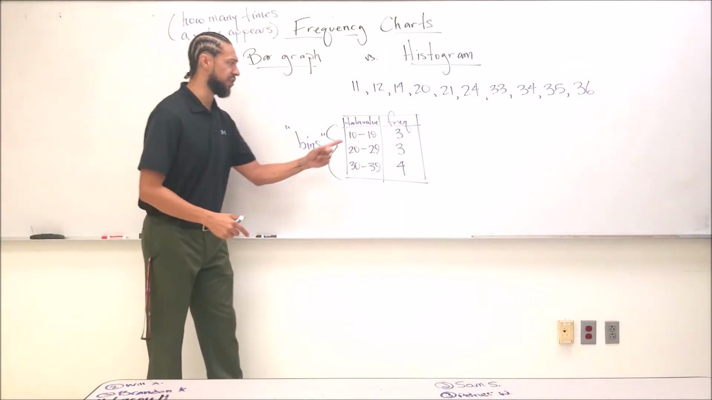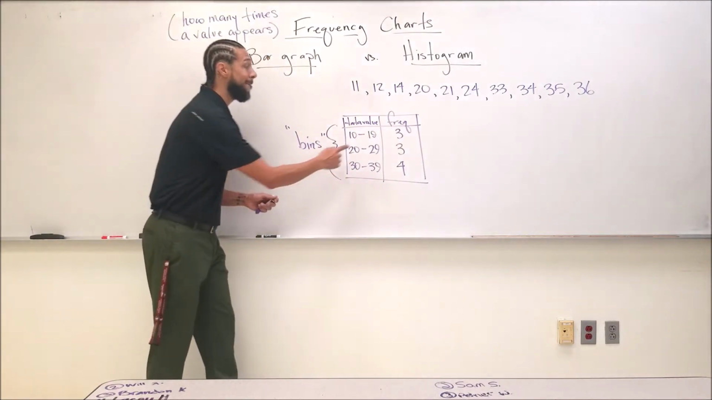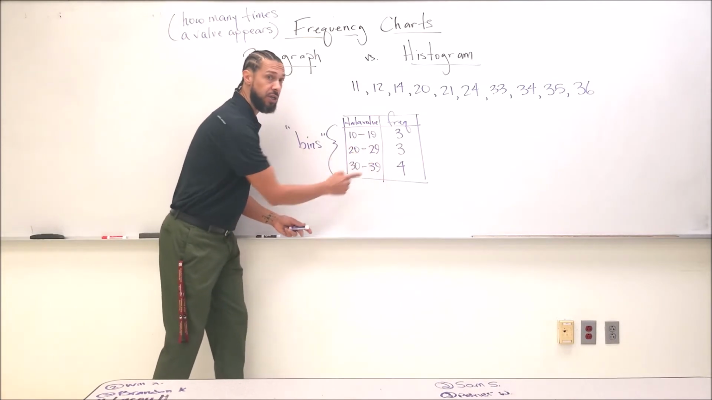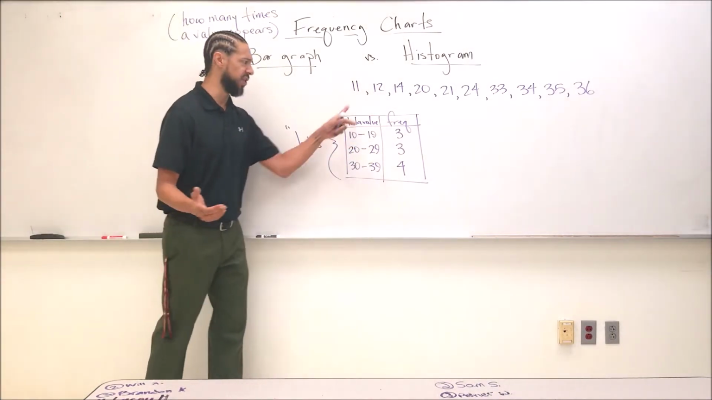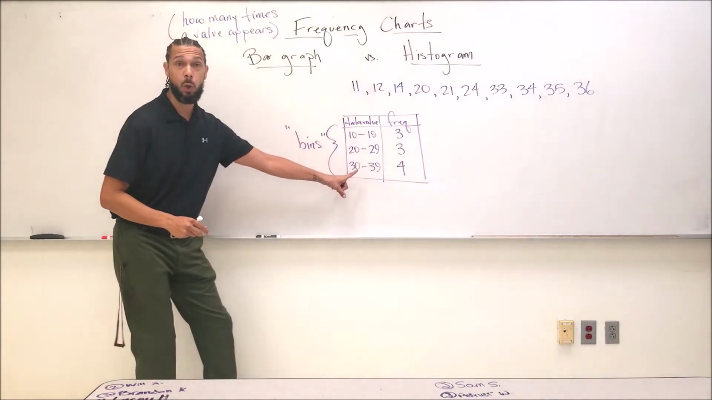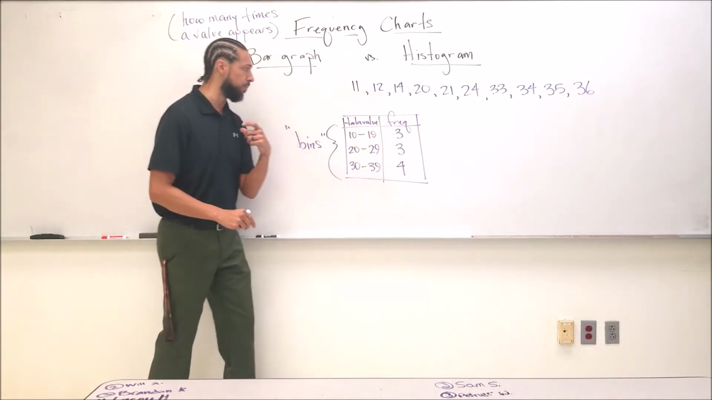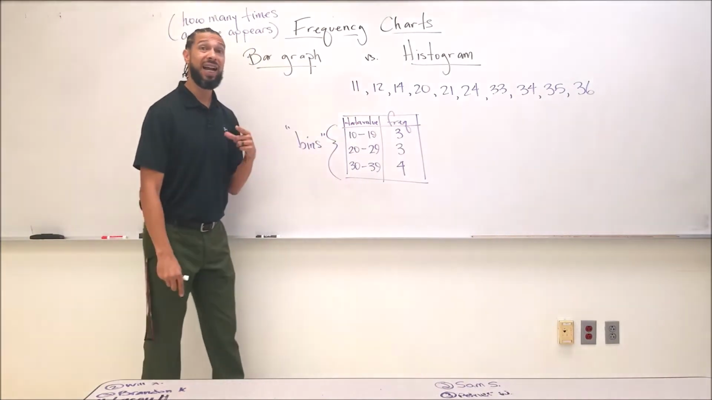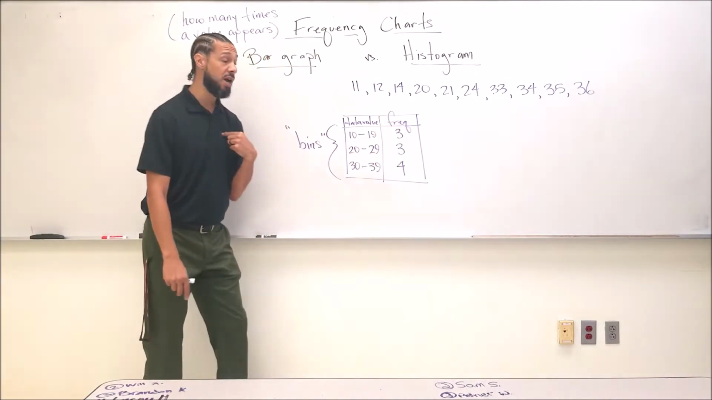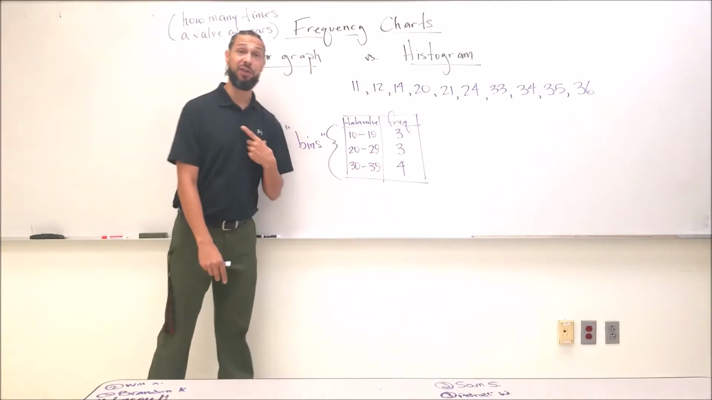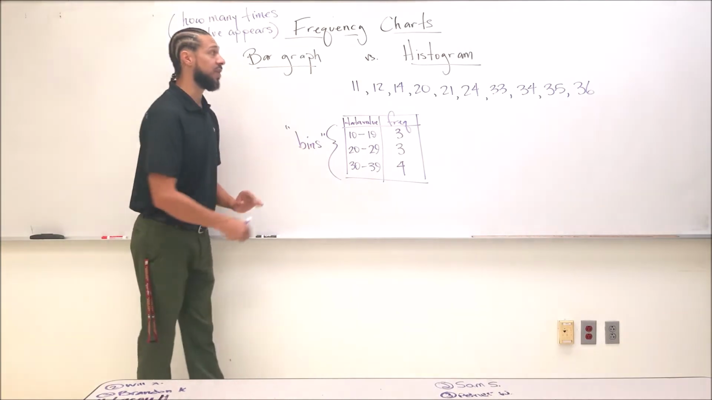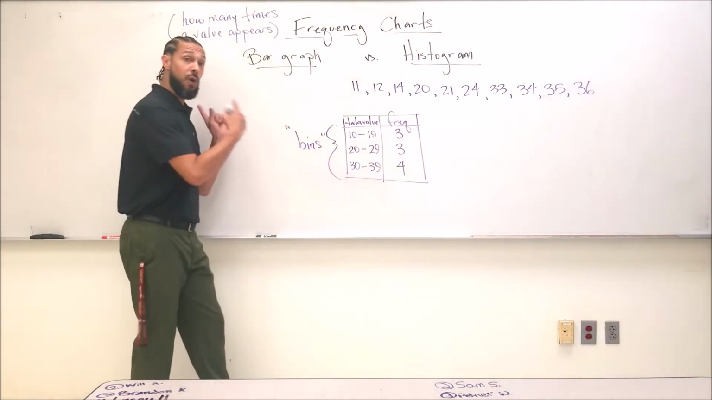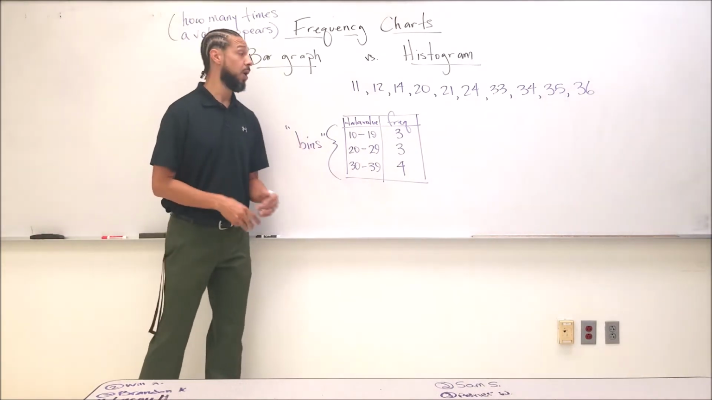A quick thing to check for in histogram bins: make sure your bins don't overlap. This can't say 10 to 20 and this say 20 to 30, because where would we put 20? In this bin or that bin? Make sure your bins don't overlap. I have 3 numbers between 10 and 19. Here they are. I have 3 numbers between 20 and 29, and 4 numbers between 30 and 39. This is the difference in setting up a frequency chart for a histogram versus a frequency chart for a bar graph. I'm going to show you the difference in the picture also.